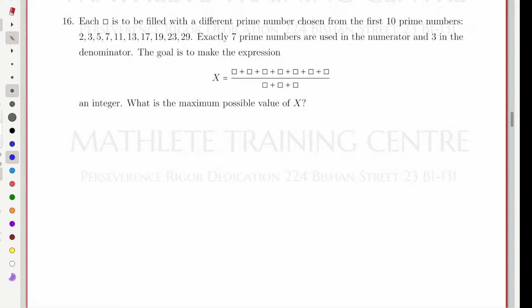And then I want to make the expression an integer. So that means I want to make the numerator a multiple of the denominator, right? What's the maximum possible value of x? The trick for this question is that when we look at the numerator and denominator, we know what the sum is. We know the sum of the numerator and denominator because it's just a sum of all 10 of the prime numbers. So let's try to add up all 10 prime numbers.